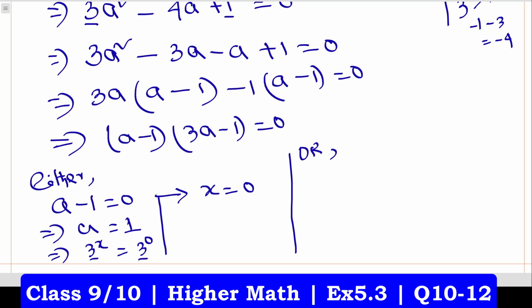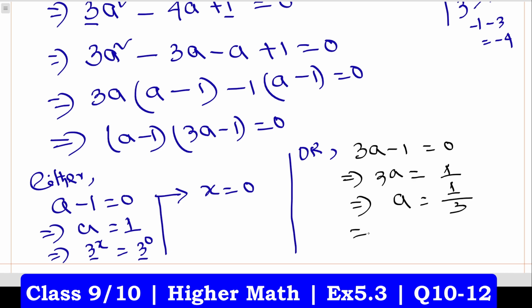Or here we can write 3a minus 1 equals 0, so this one is 3a, we are adding 1 on both sides, and then a equals 1 by 3. Again, instead of a we can write 3 to the power x equals 1 by 3, it means 3 to the power minus 1. So here the bases are same, we can write x equals minus 1.